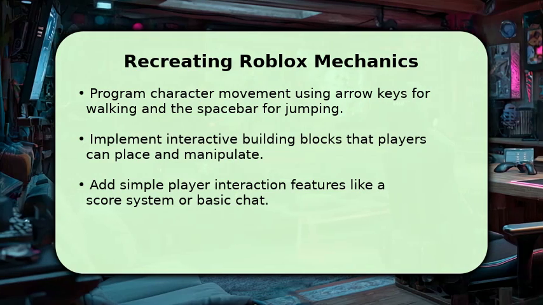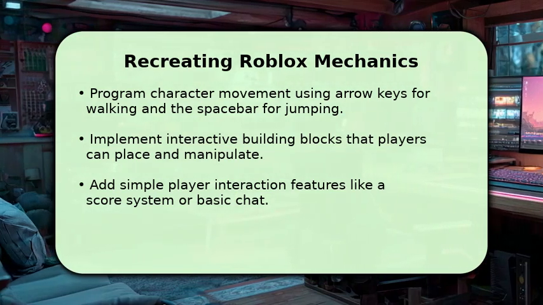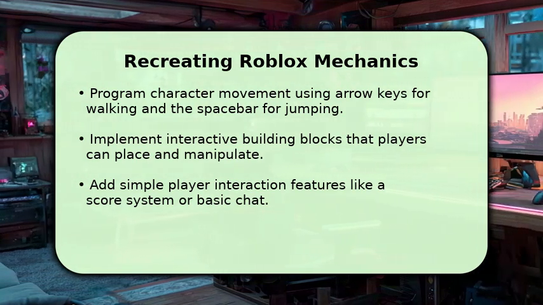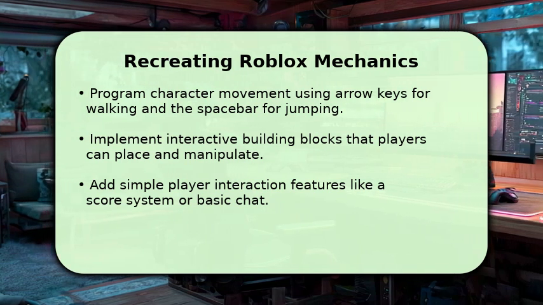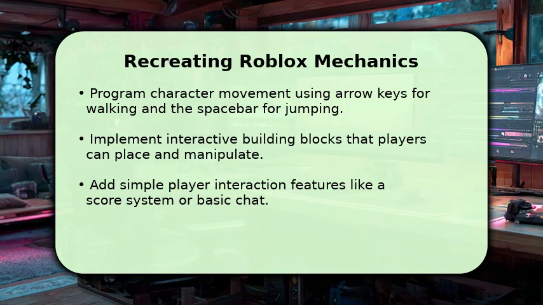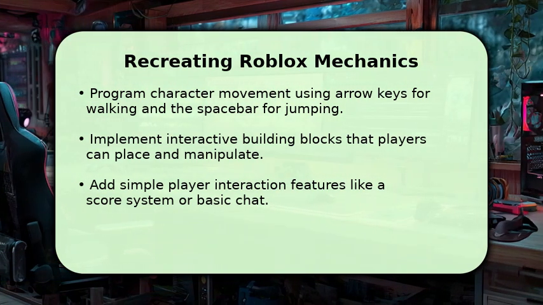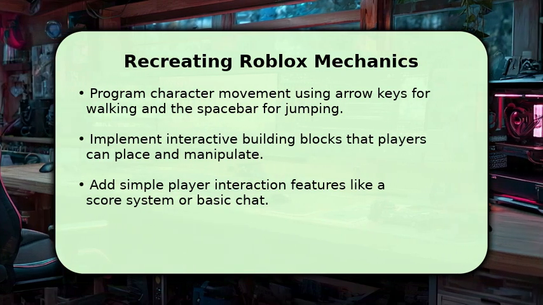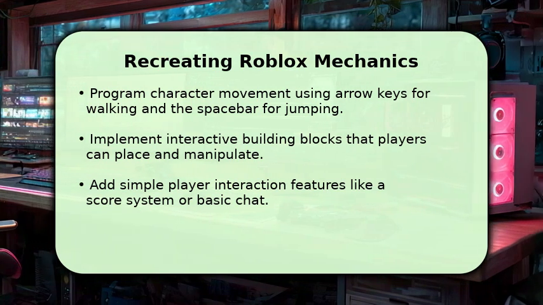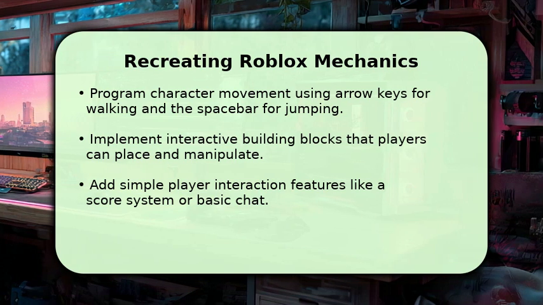To recreate Roblox mechanics, begin by programming character movement. Use arrow keys for walking, perhaps at a speed of 5 steps per second, and the spacebar for jumping, giving a vertical boost of 10 units. Next, implement simple building blocks. These can be sprites that appear when clicked, allowing players to construct basic structures. Finally, consider adding a score system or a simple chat function to foster player interaction, making your game feel more dynamic and engaging for everyone involved.